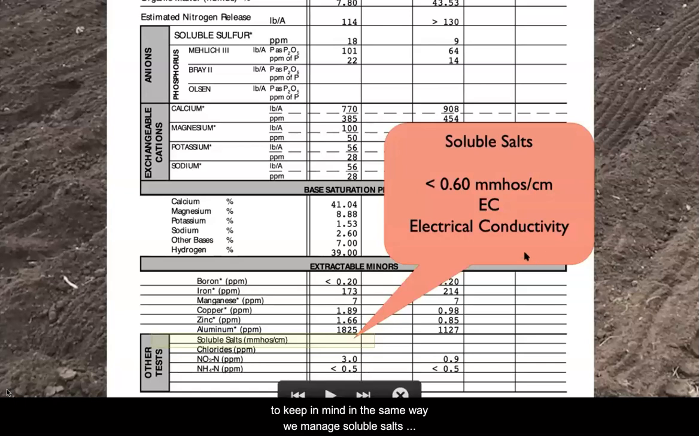In the same way we manage soluble salts is the same way we manage sodium, is to apply water and try and wash some of those salts out and reduce the amount of high salt fertilizers and manure we add to our soil.